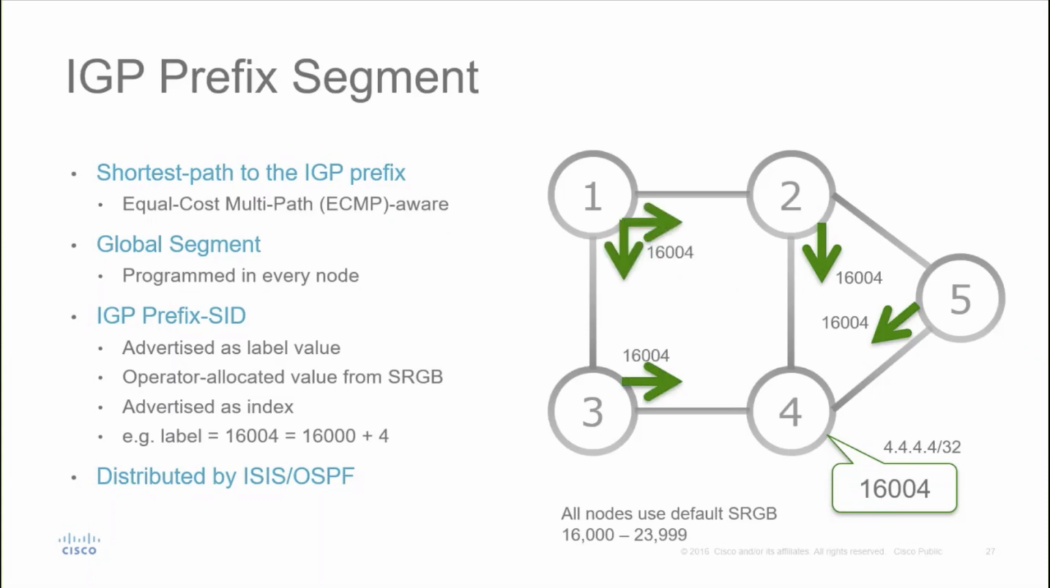Router 1 has ECMP to 4, so I can send the traffic via 2 or via 3, and I will impose the label 16,004. As you can see, everybody is imposing the same label to get to node 4. That's why the prefix segment is represented by a global label value. That's why the prefix segment is a global segment. Everybody programs the instruction to get to 4 in their FIB. Number 1, number 2, number 3, number 5, they all program the forwarding entry for that label 16,004. That label value is advertised by ISIS or OSPF when 4 advertises its loopback.